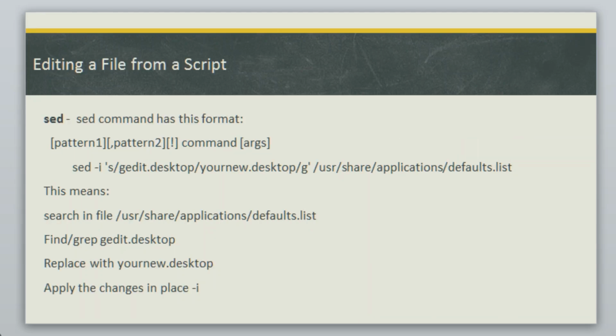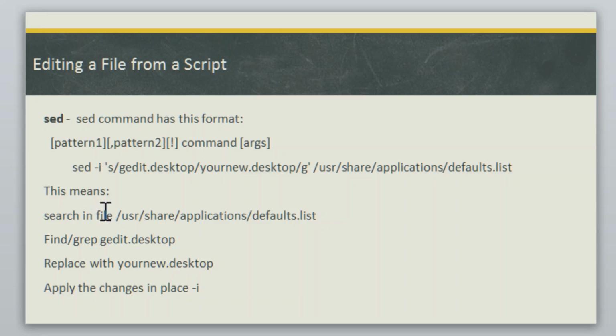So first one we're talking about is editing a file from a script. So we have the sed command, and sed command has this format. We have pattern 1, pattern 2, exclamation point, and then the command and arguments. So it'll look something like this. We have sed -i, single quote, s/gedit.desktop/yournew.desktop/g, single quote, and then user share applications defaults.list.